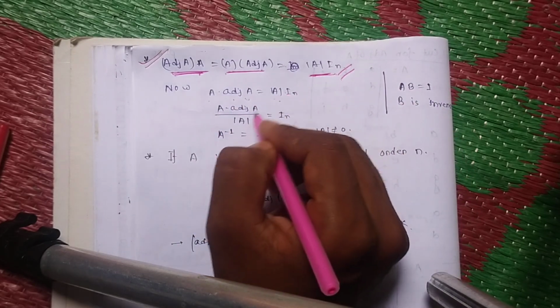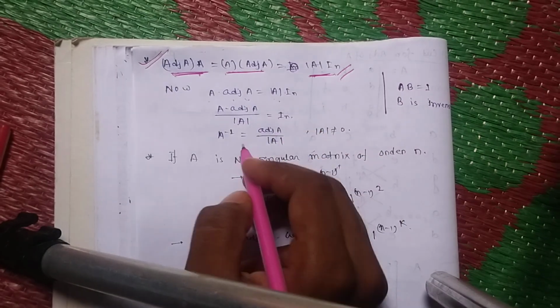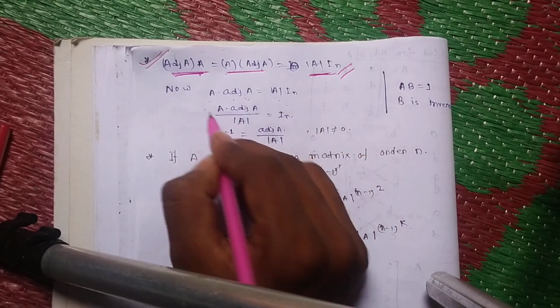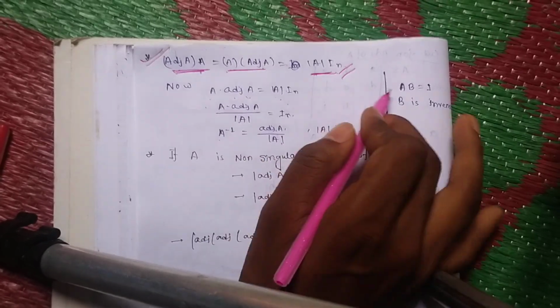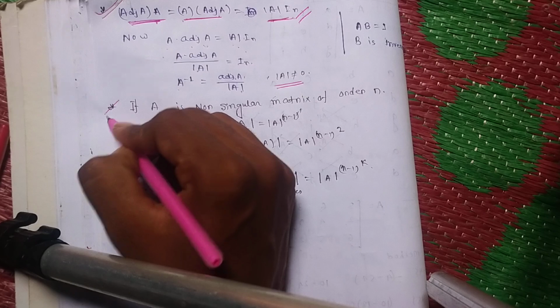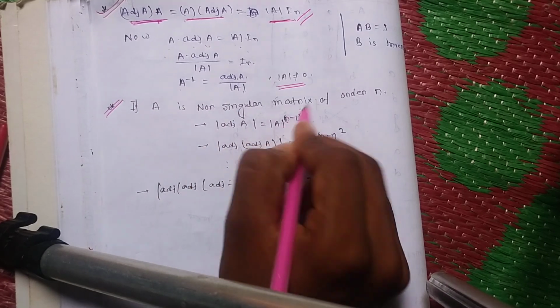From this, A into adjoint of A by determinant of A is equal to I. So you can write I by A means A inverse. So A inverse is equal to adjoint of A by determinant of A, when determinant of A is non-zero. And A is a non-singular matrix of order n.